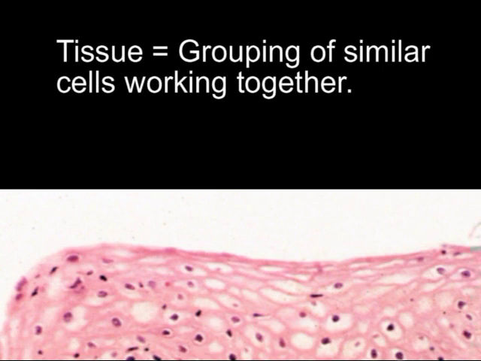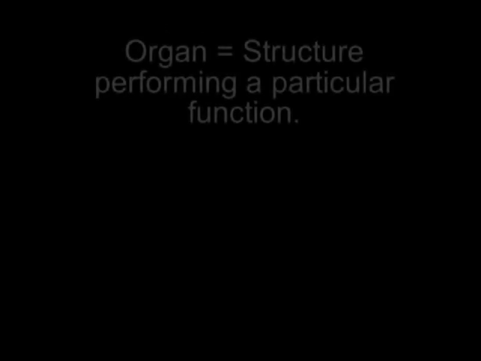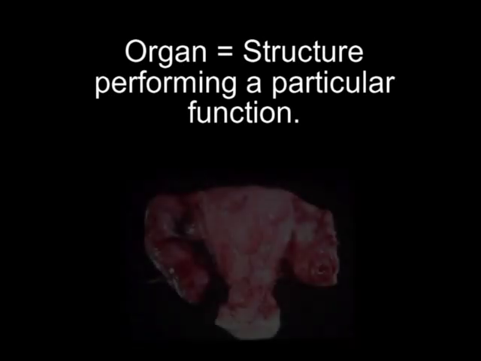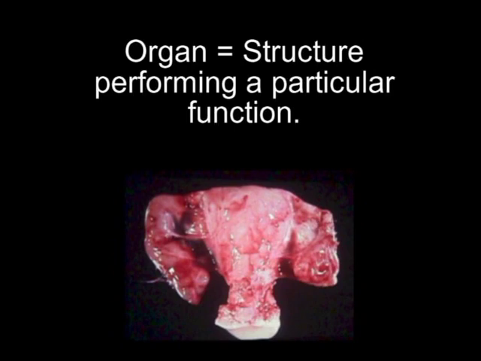There are several major types of tissue. The most common types are epithelial, connective, muscle, and nervous tissues. Later, I'll discuss each type. Tissues make up organs. An organ is a structure performing a particular function. An organ is composed of several different tissues. Examples of organs are the lungs and the heart.